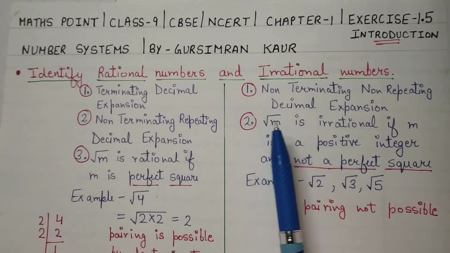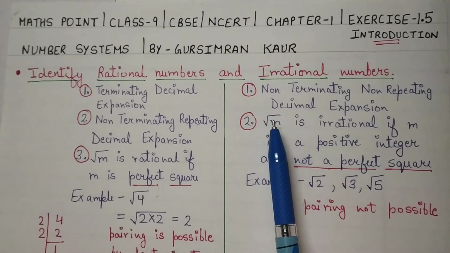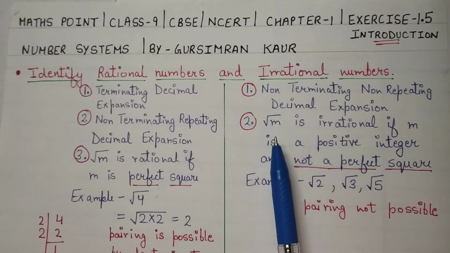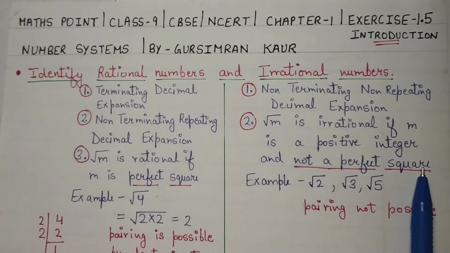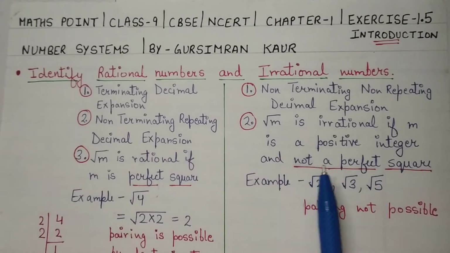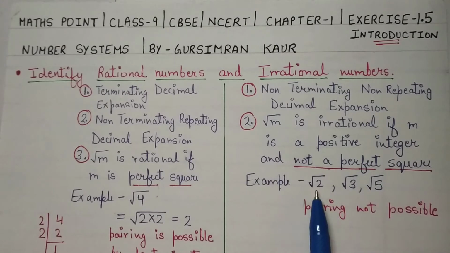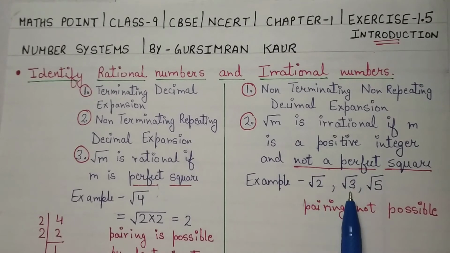Second point, root m. Any number in the root is irrational if m is a positive integer and not a perfect square. What do you mean by not a perfect square? It means pairing is not possible in the root. For example, root 2. I can't split 2. Here 3. If I do the factorization of 3, I can't split 3. Similarly 5. So these numbers under root are irrational numbers.